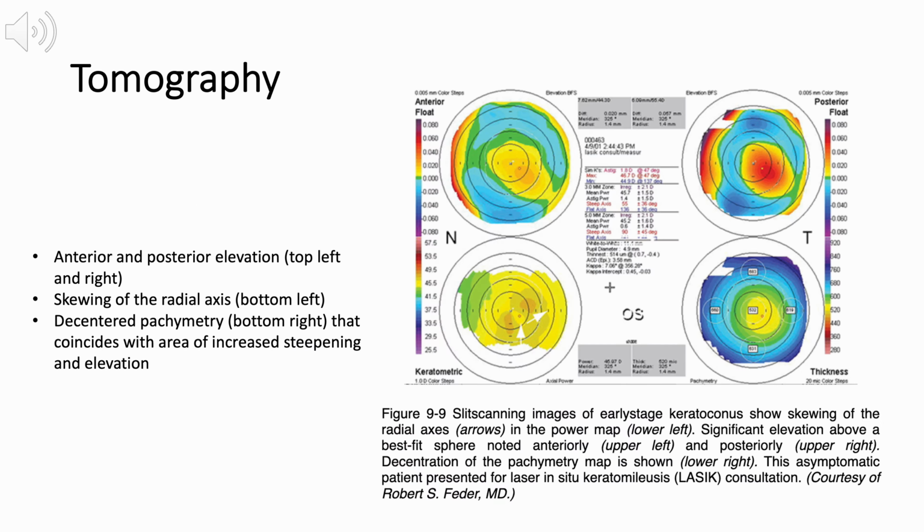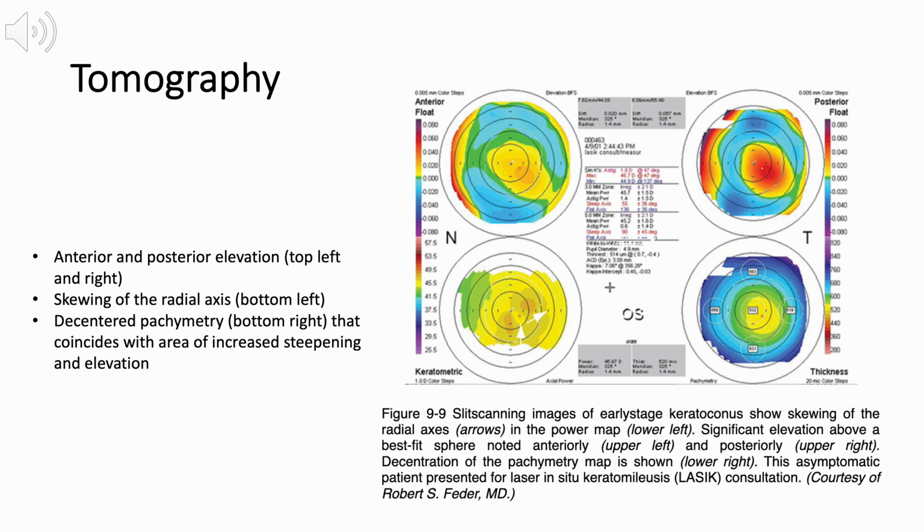This slide demonstrates tomographic findings in early-stage keratoconus using slit scanning images. In the upper left and upper right panels, we see anterior and posterior elevation maps, both showing significant elevation above the best fit sphere. The lower left image displays a power map, where there is clear skewing of the radial axes, a classic sign of irregular astigmatism that is strongly suggestive of keratoconus.